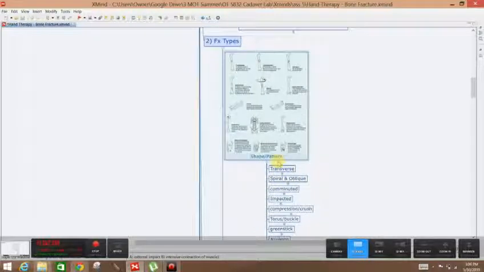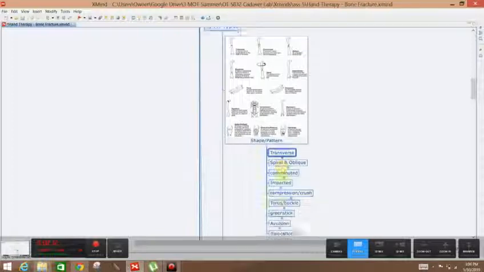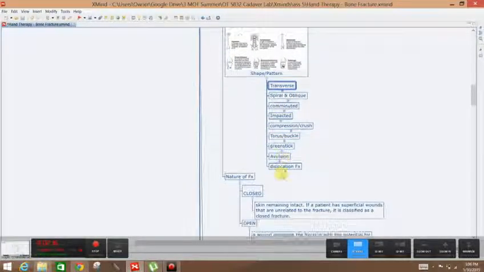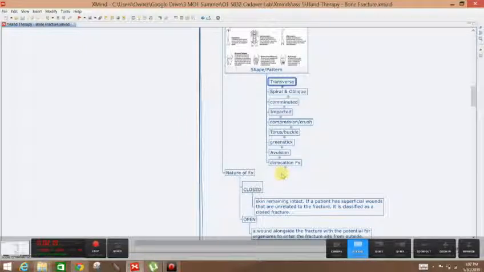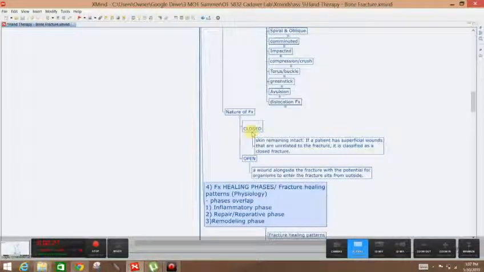There are the fracture types. There is transverse. Every one of these is going to have information also. Spiral, oblique, comminuted, impact, crush/compression, torsion, torus or buckle, greenstick, avulsion, and dislocation fractures. Nature of fractures include closed, in which the skin remains intact, no bone punctures the skin, and open, in which the bone fragments puncture the skin.